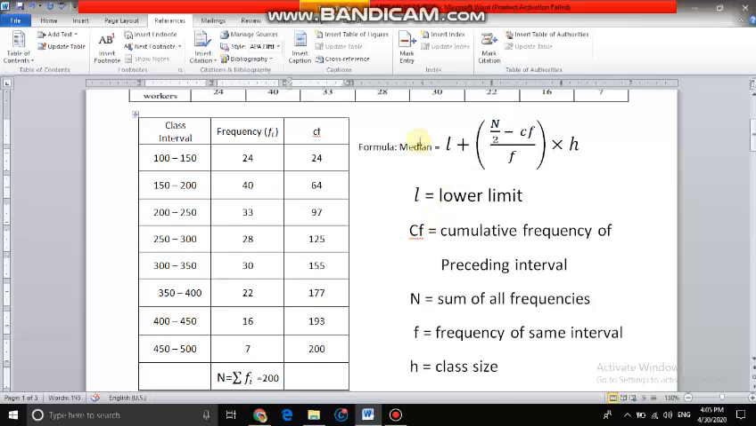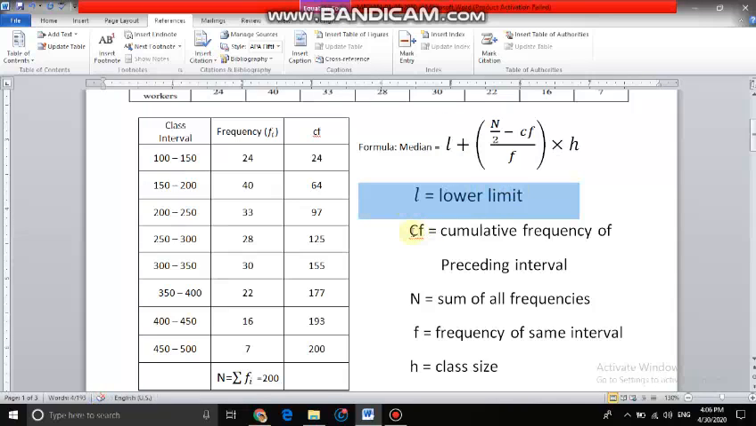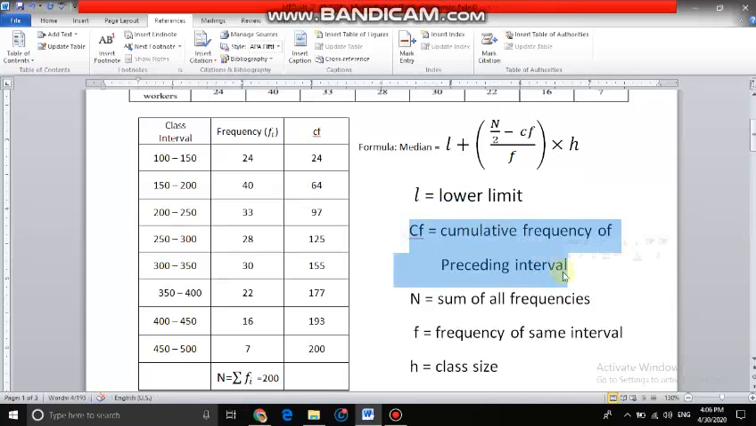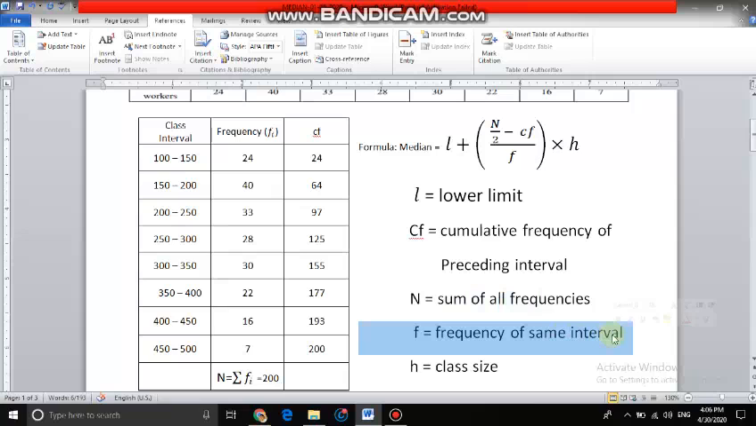Now the formula for the median is this one: L plus, in the bracket, n by 2 minus CF upon F, into H. L is the lower limit. CF is the cumulative frequency of the preceding interval. n is the sum of all frequencies. F is the frequency of the same interval. And H stands for class size.